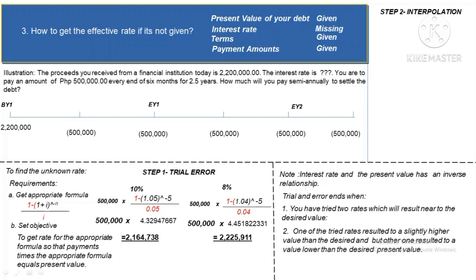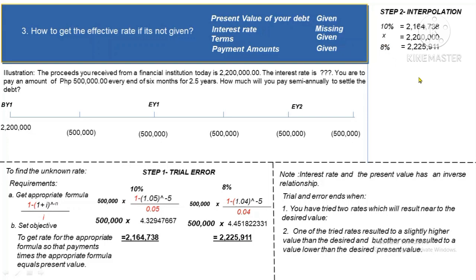In this particular step, the first thing that we should do is to arrange the tried rates as well as the resulting present values. So we have 10%, and the 10% resulted in 2,164,738. We also tried 8%, and the resulting present value is 2,225,911. After that, we're going to put in the middle the 2.2 million, which is the desired present value, and the x, which represents the unknown effective rate.